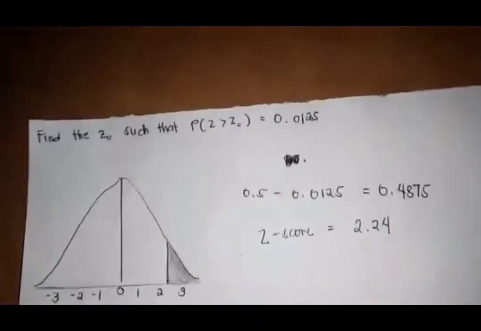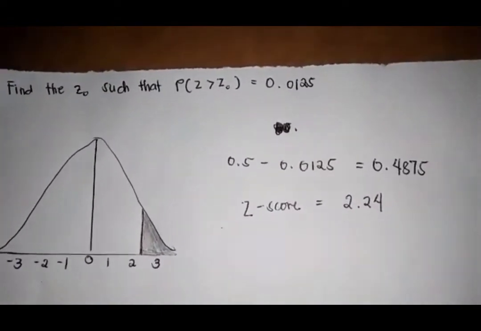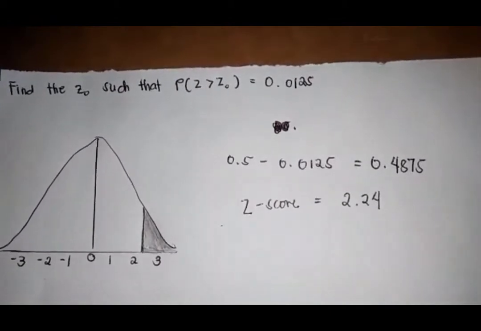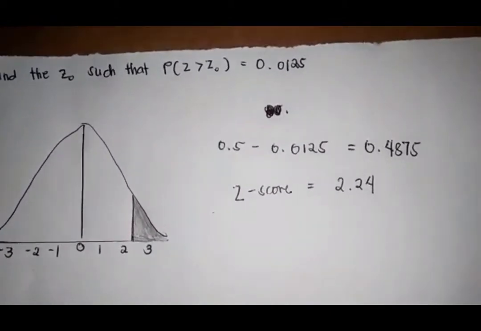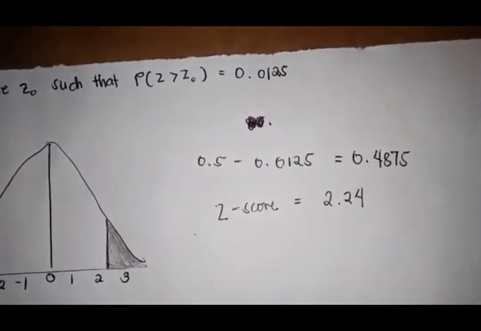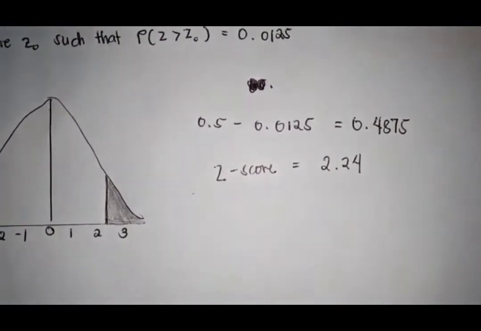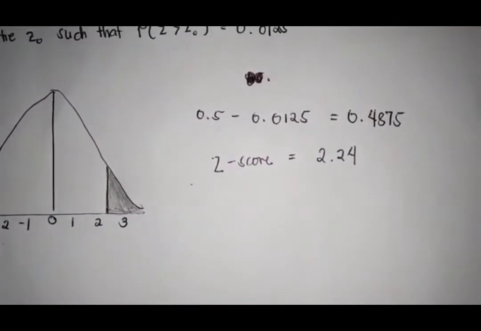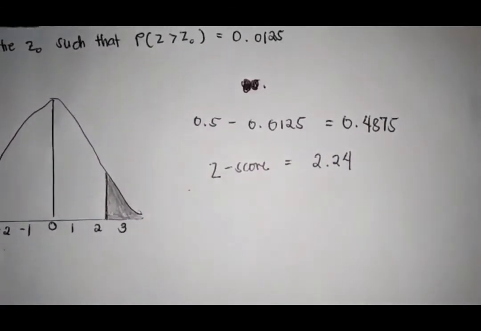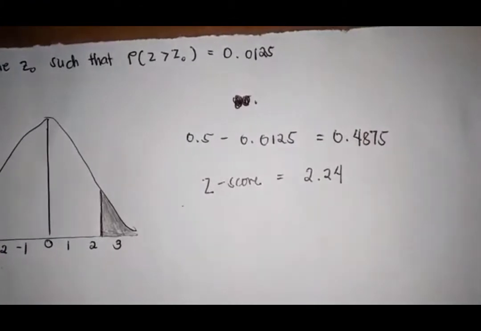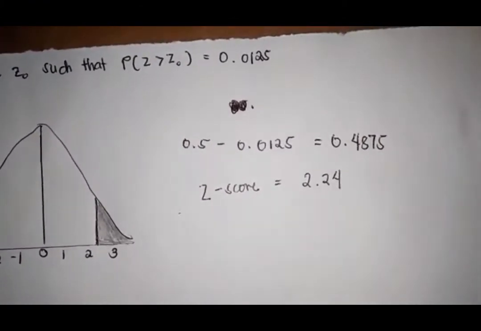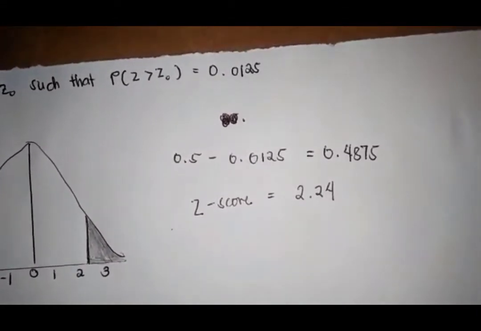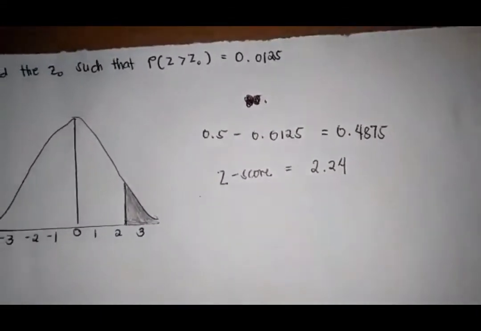Since the shaded area is on the extreme right, the area of 0.0125 must be subtracted from 0.5. So 0.5 minus 0.0125 is equal to 0.4875. The z-score of 0.4875 is 2.24. We'll find it in the z-table. Looking at your z-table, you will find the z-score of 0.4875 is 2.24.